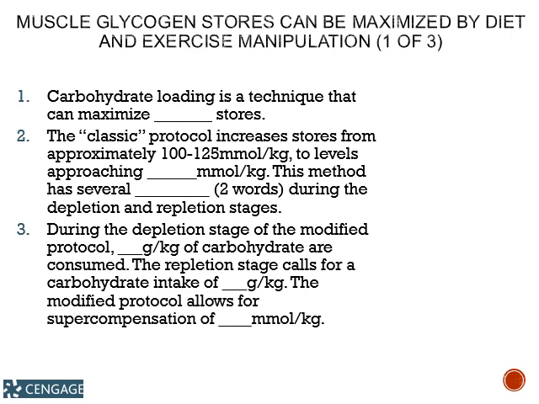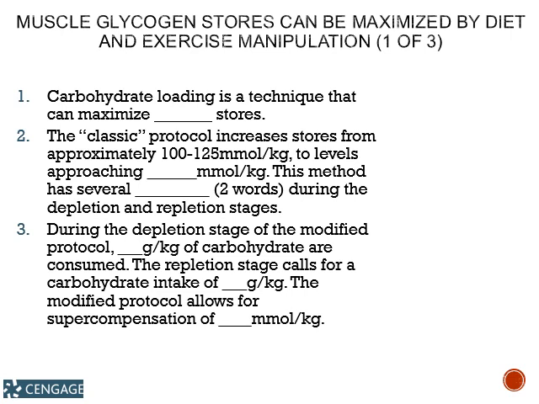See if you can answer these fill-in-the-blank questions. Number 1, carbohydrate loading is a technique that can maximize blank stores. Number 2, the classic protocol increases stores from approximately 100 to 125 millimoles per kilogram. This is glycogen to levels approaching blank millimoles per kilogram. This method has several blanks during the depletion and repletion stages.